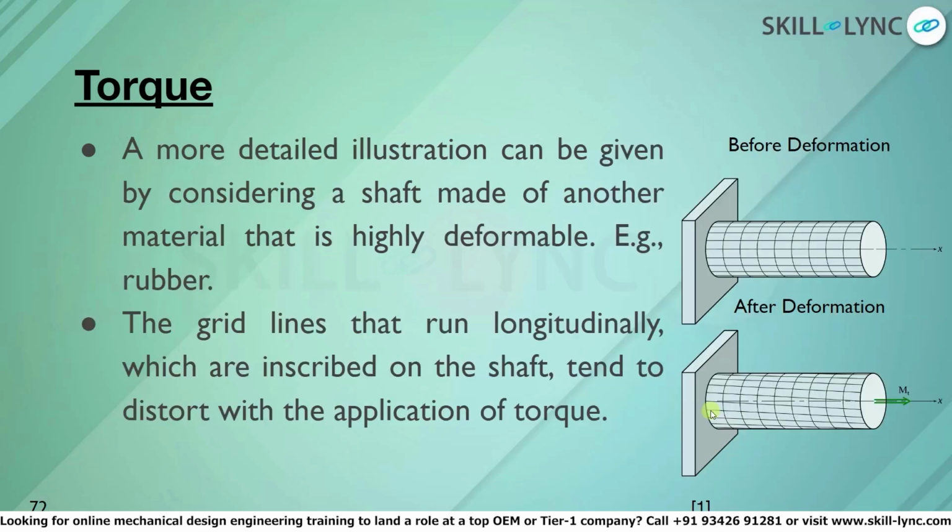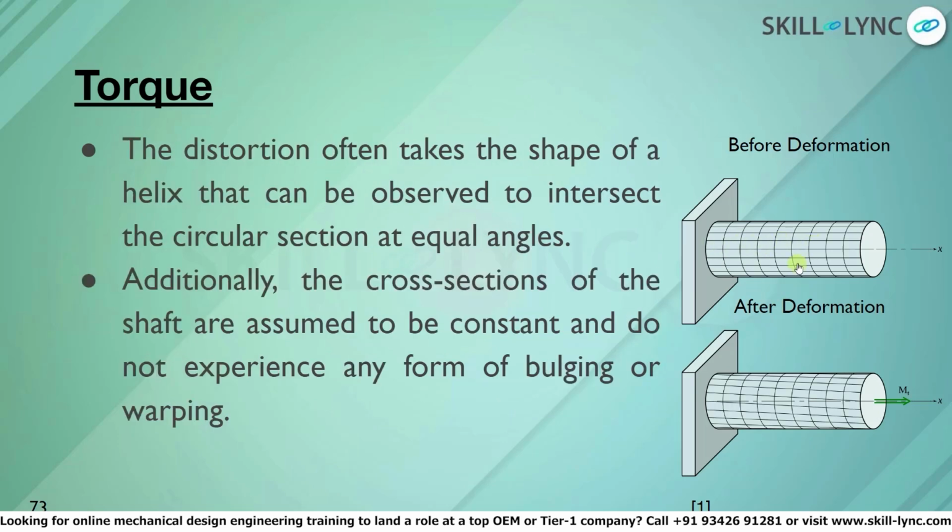A more digital illustration can be given by considering a shaft made of another material that is highly deformable, for example, rubber. The grid lines that run longitudinally, which are inscribed on the shaft, tend to distort with the application of torque. The distortion often takes the shape of a helix that can be observed to intersect the circular section at equal angles. Additionally, the cross sections of the shaft are assumed to be constant and do not experience any form of bulging or warping.